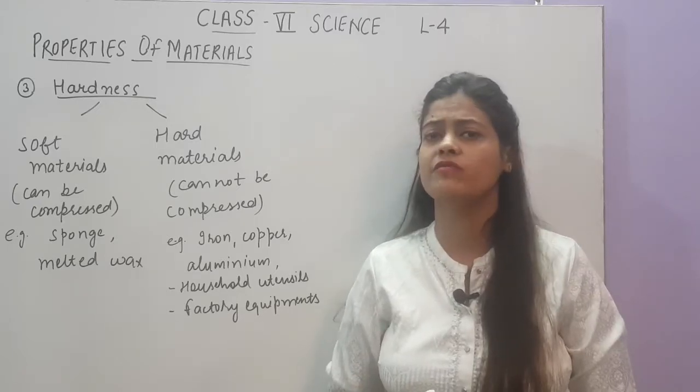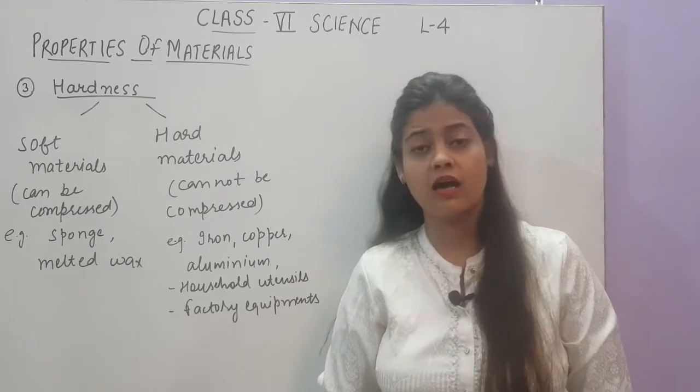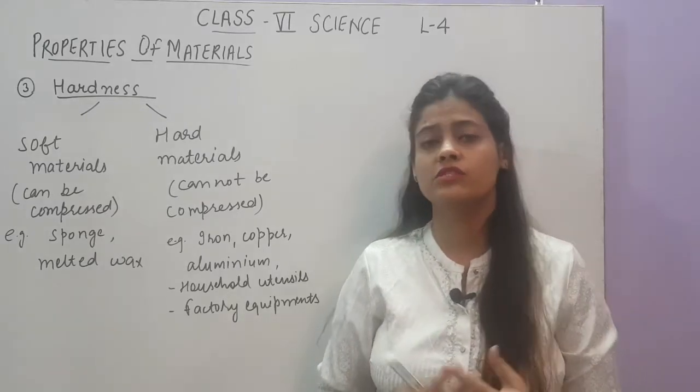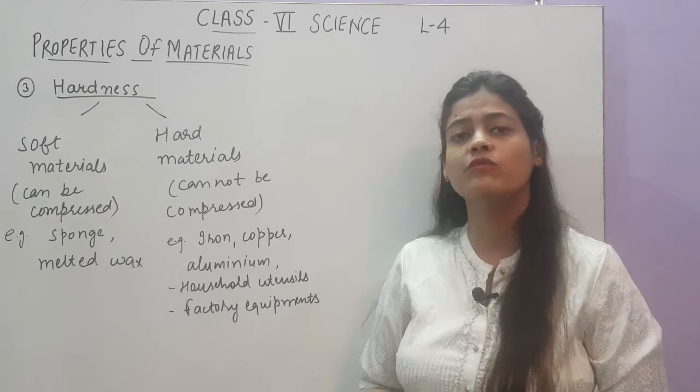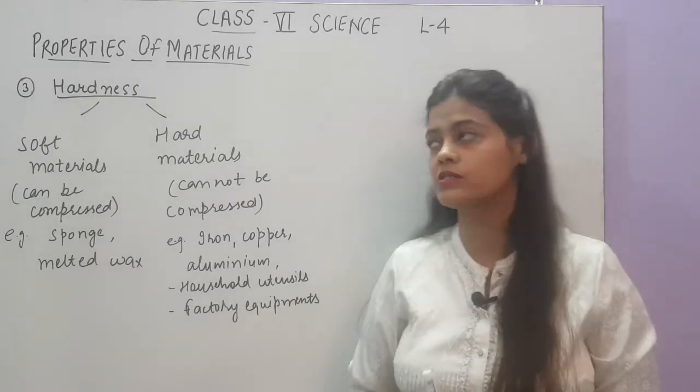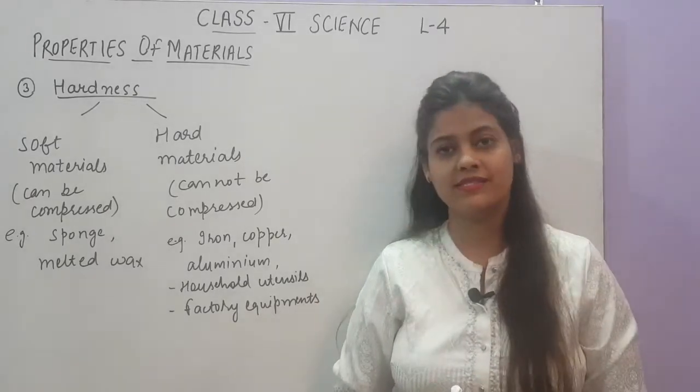Many things are made up of hard material, like vehicles, household items, furniture, everything, there are many things around you. When you see, they are mostly made up of hard material because of their use. So next property, let's see the next property.